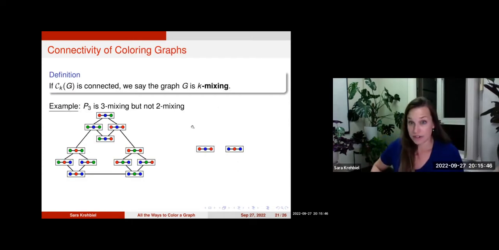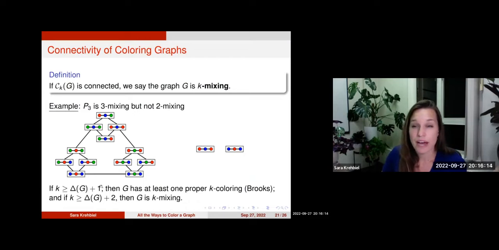So for coloring graphs, if we say that the coloring graph is connected, that's when we call the graph mixing. So I can have a graph like the path on 3 vertices that is mixing for some value of k. For example, if I have 3 colors, then with my 3-path, I can get from any 3-coloring to any other 3-coloring. But if I only have 2 colors, that's not 2-mixing.